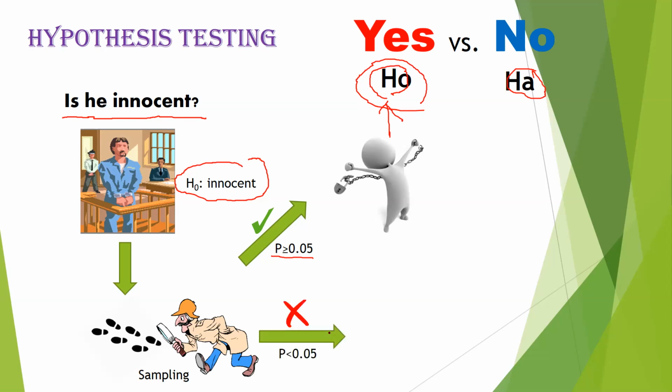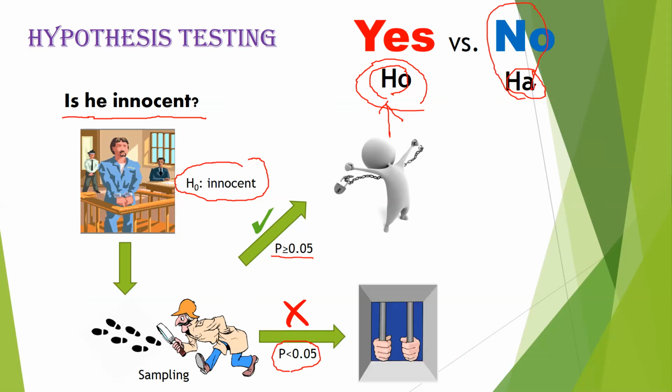However, if your data does not agree with the null hypothesis, which means the p-value is less than 0.05, then we reject the null hypothesis. What is the null hypothesis here? The null hypothesis is that this guy is innocent, right? If your data is not supportive of this hypothesis, p is very small, then you reject the null hypothesis, take the alternative hypothesis, and put him in jail.